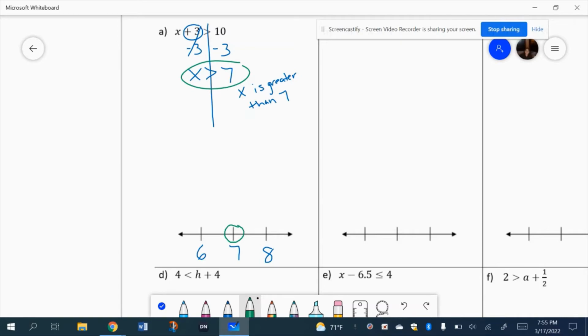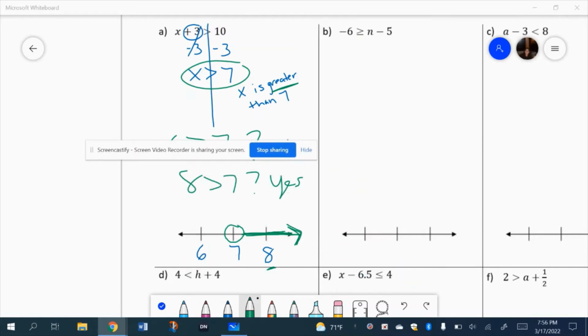Now, we want a number that is greater than 7. Is 6 greater than 7? No, it's not. Okay. Is 8 greater than 7? Yes. So 8 is part of our solution. So what we do is we're actually going to draw an arrow to the right, because that's where the 8 is. So any number to the right of 7 is considered greater than 7, which means it's part of our solution. So that is how we graph an inequality.